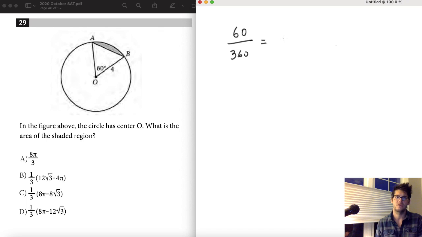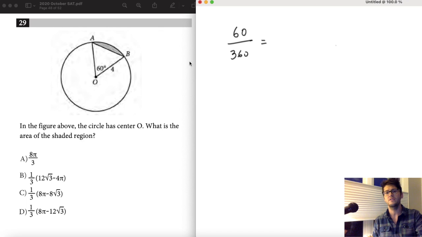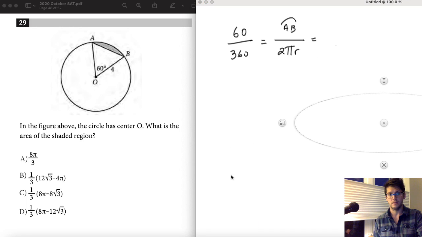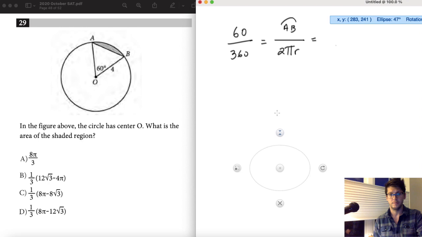We know that the radius of this circle is, so let me just say this, the degrees over the total degrees, for the degrees of the central angle, that's equal to the arc length, AB, over the circumference, which is 2 pi r. And also it's equal to the area of segment AB. Let me kind of draw you what I mean here. I'll just make a quick little circle drawing. I'll put it over in the corner here.